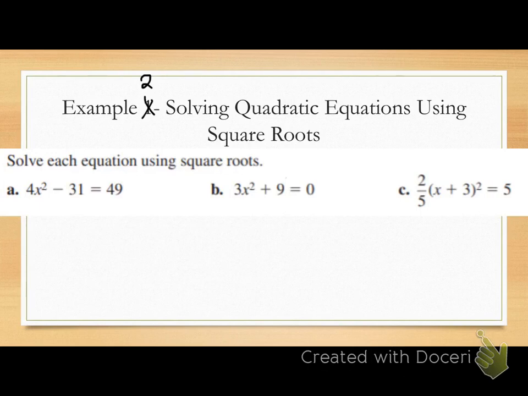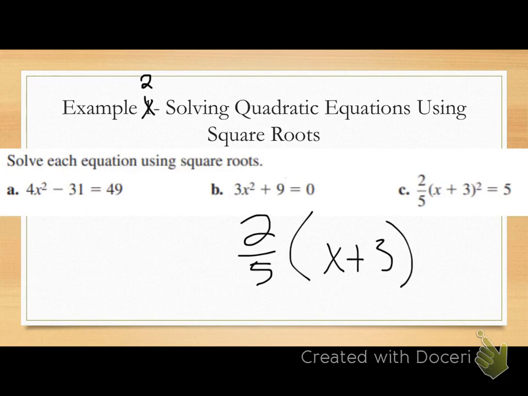Okay? This is 2 over 5 times (x plus 3) squared equals 5. That's our problem. Multiply x plus 3 by itself. There's a way we can do it without doing that, because that's going to probably require some extra steps.